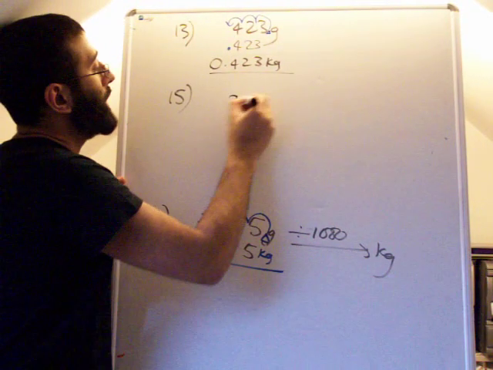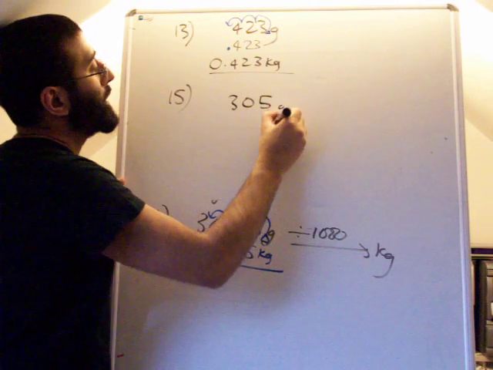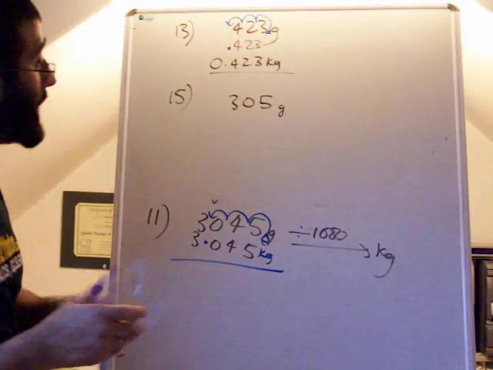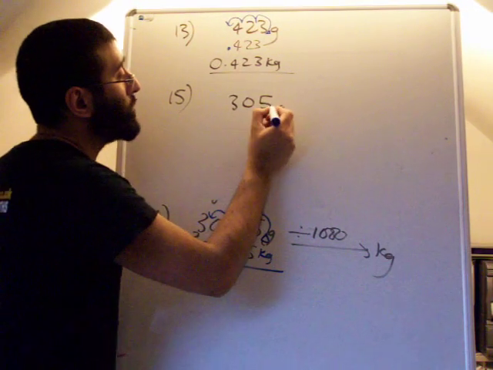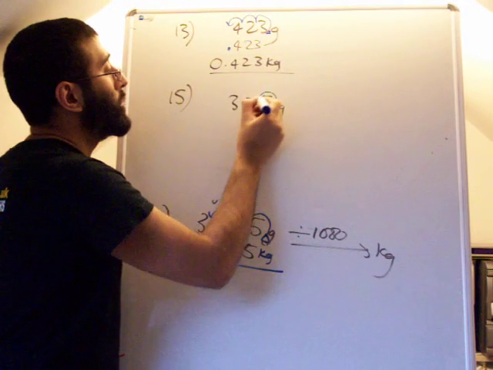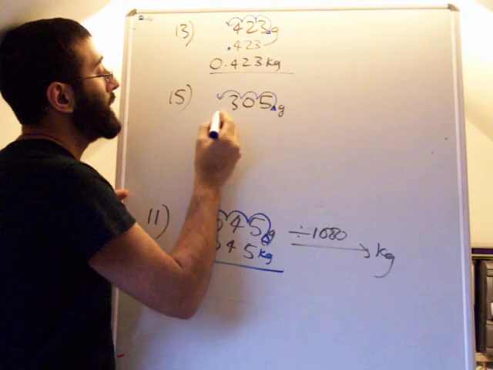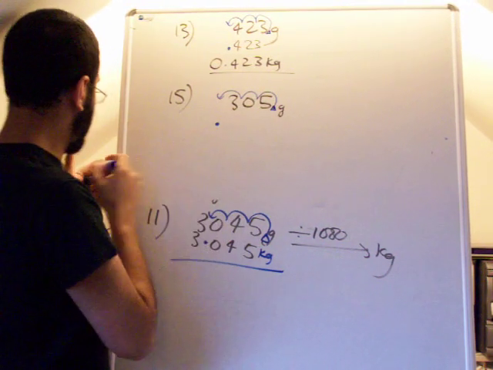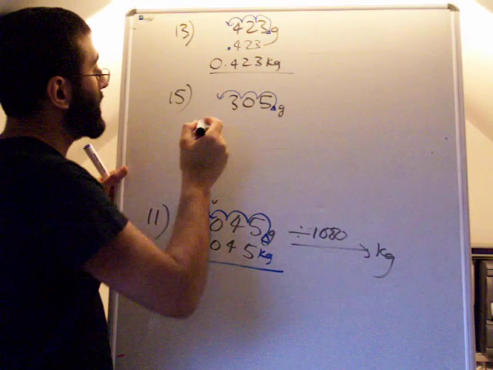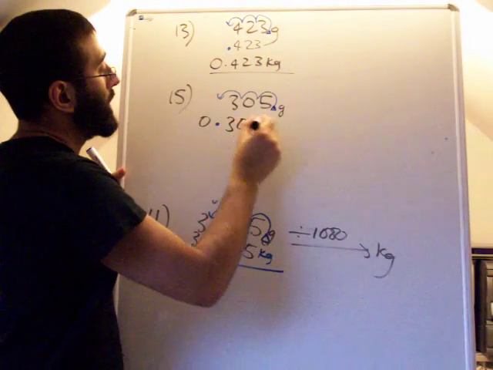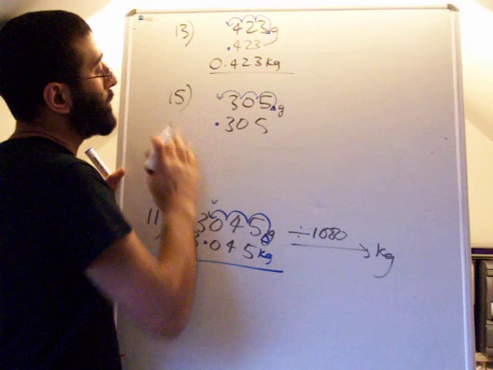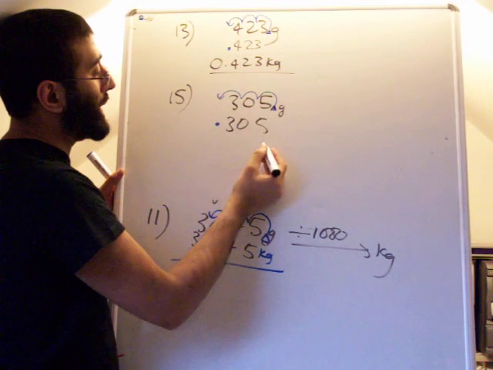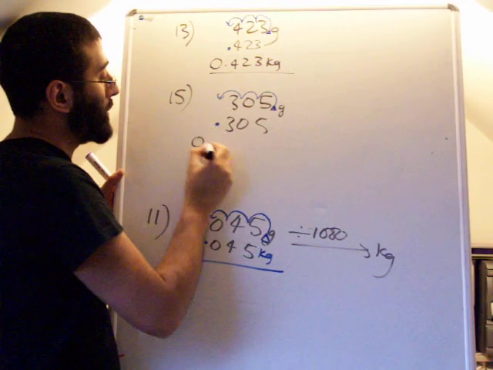Number 15. Okay, we have 305 grams. We're going to divide it by 1,000, which means getting the decimal point, moving back 3 places, and that will give you an answer of 0.305. We copy it down, but we need an extra 0 to make the number sound right.